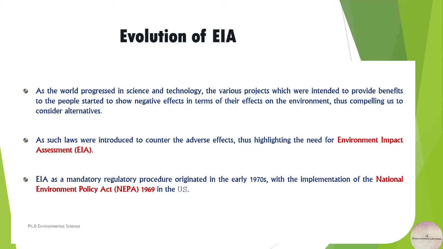Evolution of EIA. As science and technology advanced, new projects designed to benefit people started to show negative impacts on the environment. So this made it clear that we need to consider alternatives to avoid harming the environment. To address these issues, various laws were introduced to minimize the negative impacts on the environment, emphasizing the need for EIA, Environment Impact Assessment. Then EIA became a mandatory regulatory process in the early 1970s with the introduction of the National Environmental Policy Act of 1969 in the United States.